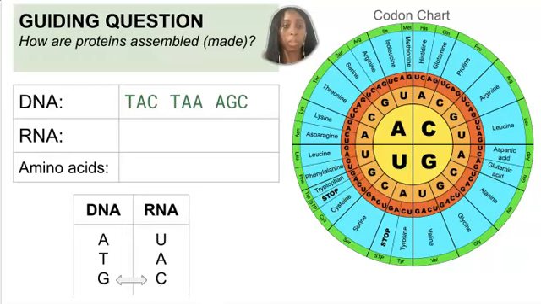All right, this is where I'm going to pause the video, and you're going to meet me in part 3 so we can see how our proteins are assembled using this type of codon chart, the harder one.